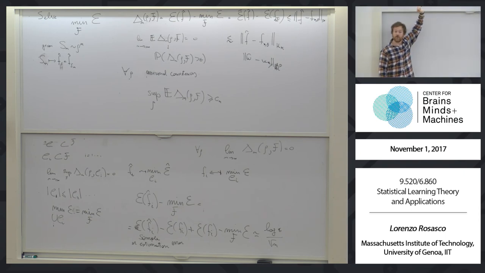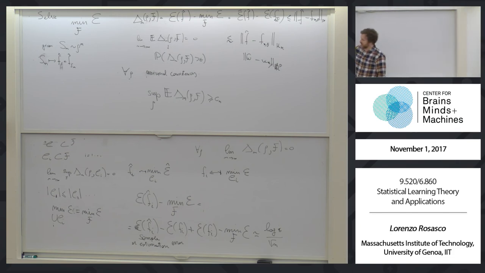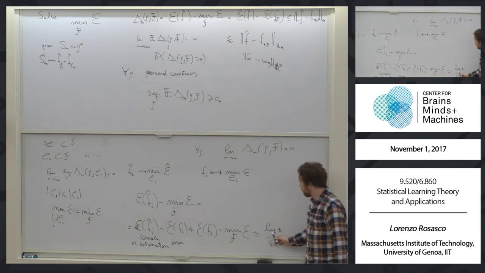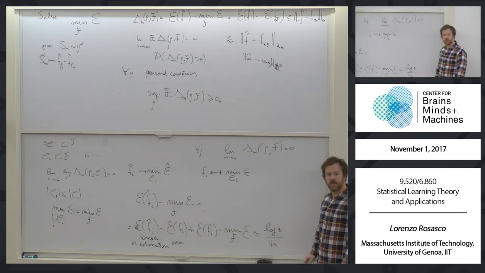Instead of solving for n, I solve it for epsilon. Okay, so if I solve it here for epsilon with probability 1 minus delta, I know that this quantity is going to depend on n and epsilon. Okay, so that's what I did here. So this first term is going to be smaller than something that is proportional to the size of the class divided by square root of n.